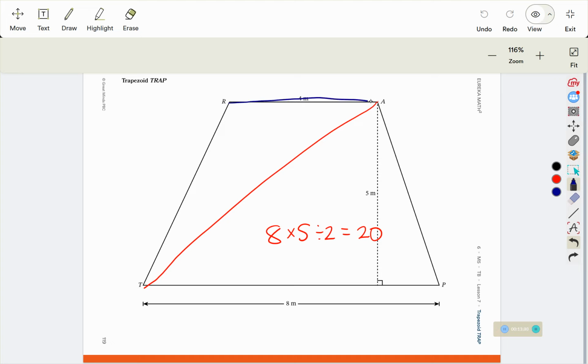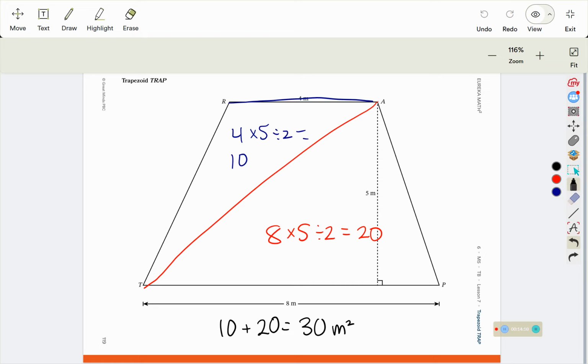This upper triangle has a base of 4, but it also reaches a height of 5. And since it's a triangle, we divide it by 2. 4 times 5 is 20. 20 divided by 2 is 10. So the entire trapezoid is made up of a triangle with an area of 10 and an area of 20. So its entire area is 30 meters squared.